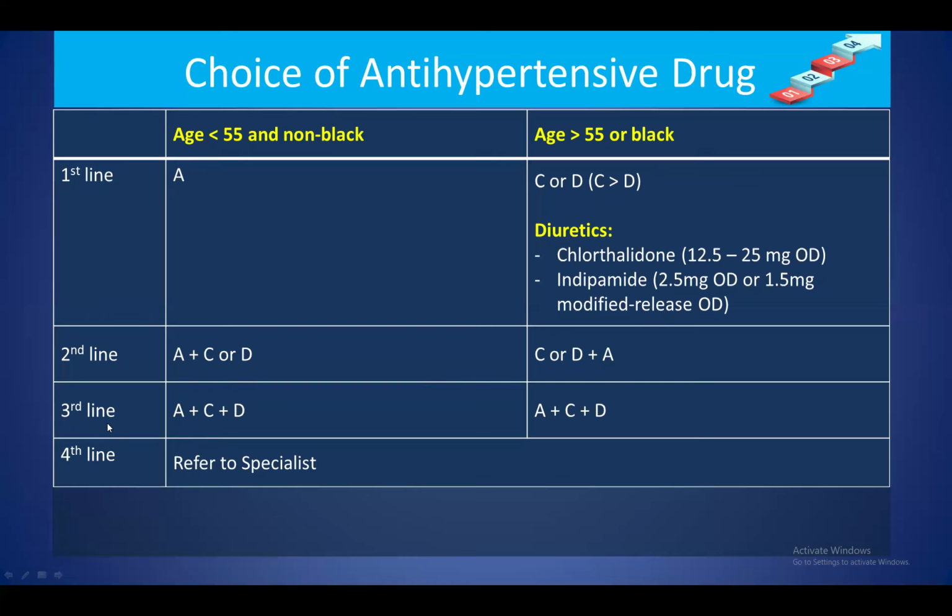10% of the patients will proceed to fourth line. So if you are working as a general practitioner and the patient is taking three drugs and blood pressure is still not controlled, you will refer that patient to specialist.